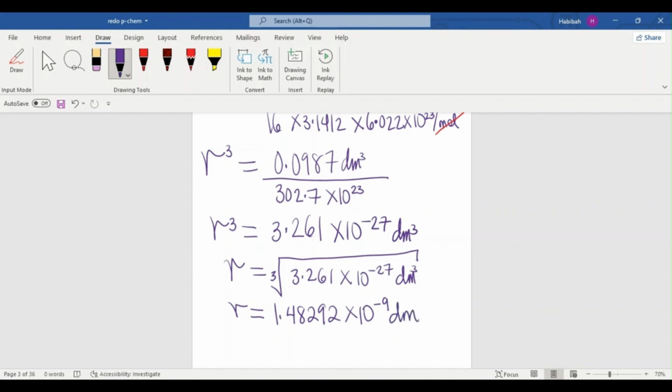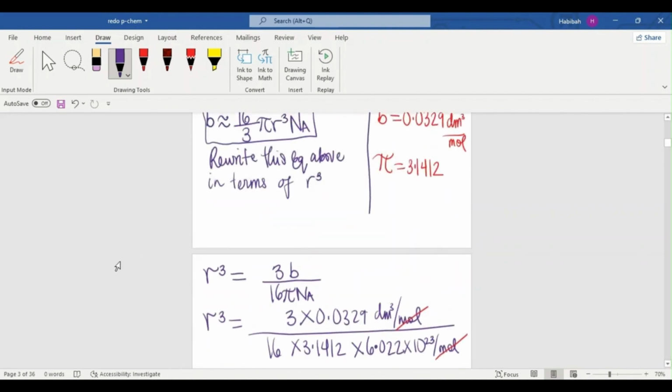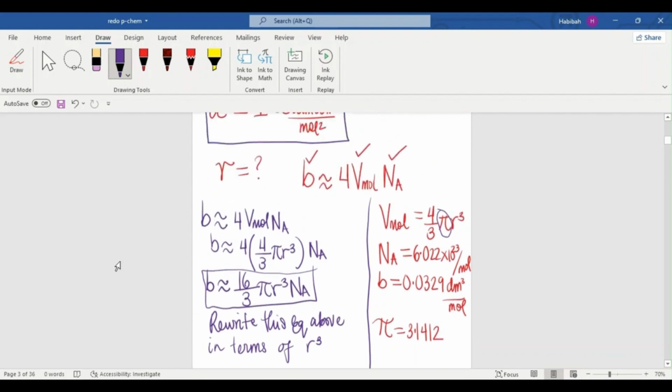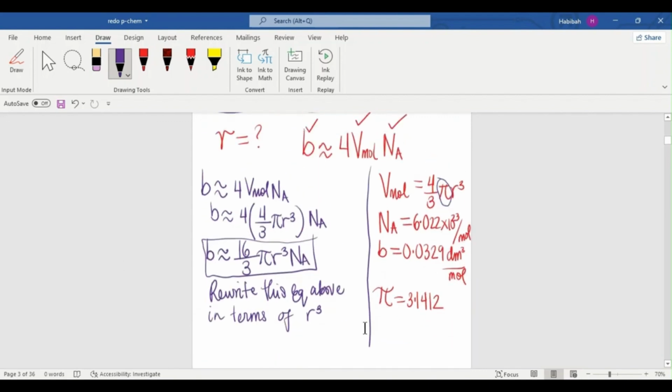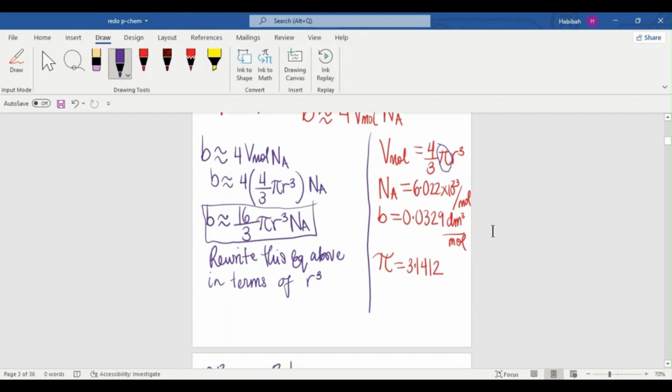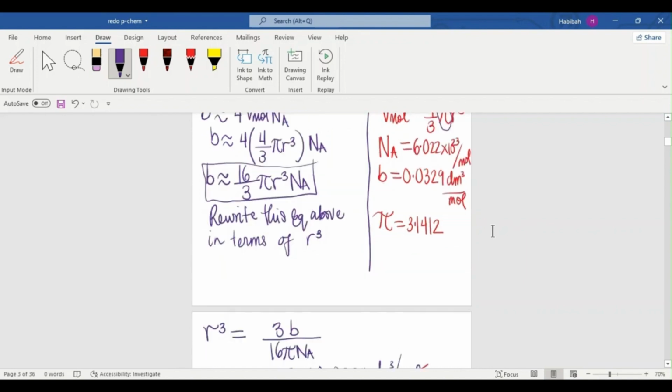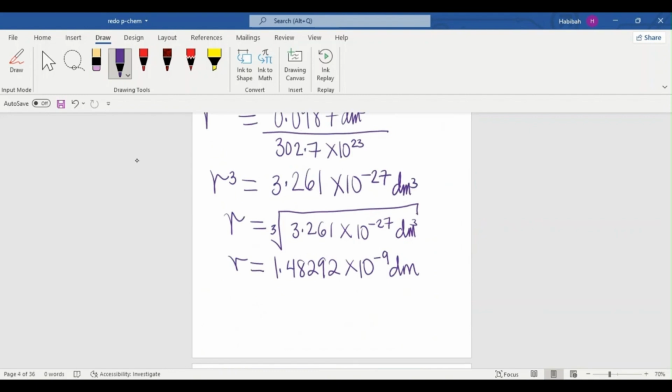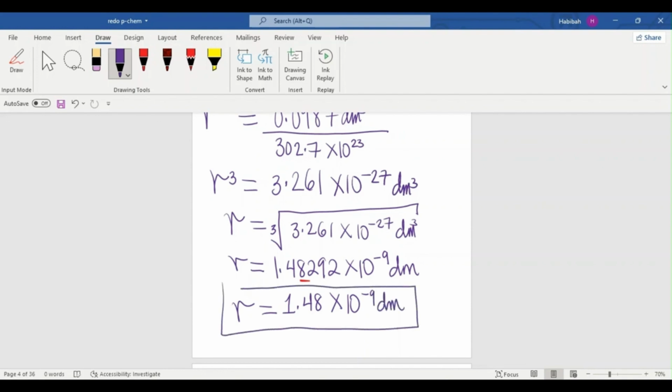But our work is still not done because in chemistry, you pick the lowest number of significant figures given to you in the question. Looking at our work, we see that B has 3 sig figs. The values of pi and Avogadro's constant are constants, so we don't take those into account. The value that we solved for was in 3 sig figs, which is the value for B. So we're going to put our final answer in 3 sig figs. What you end up with is r equal to 1.48 times 10 raised to the power of negative 9 decimeter. And this is basically the answer to this question.